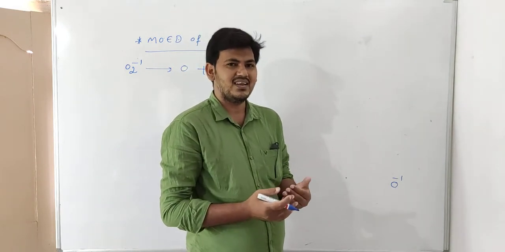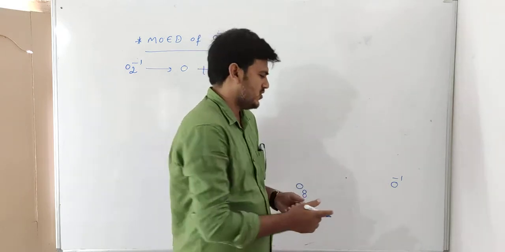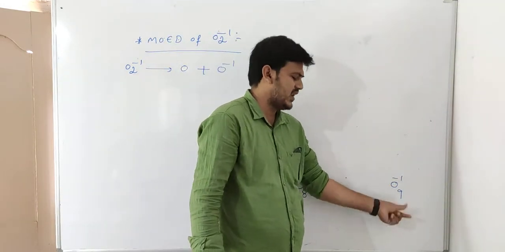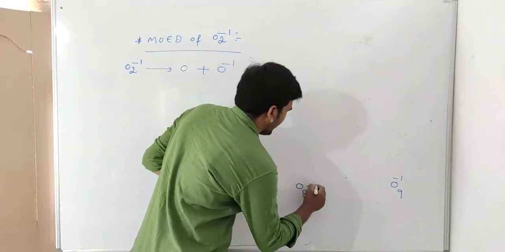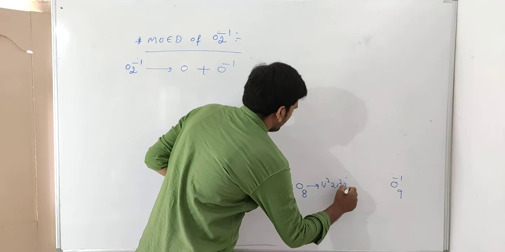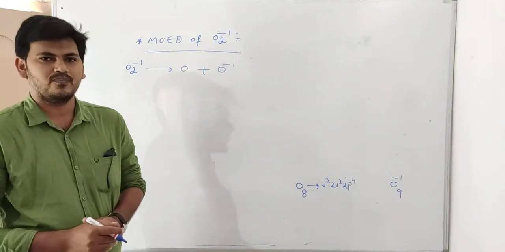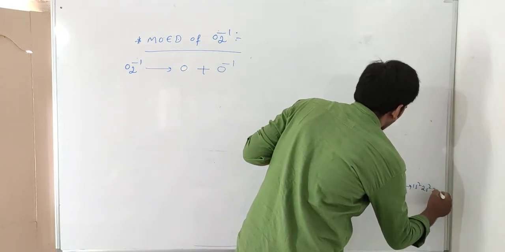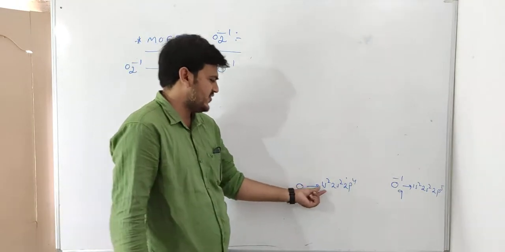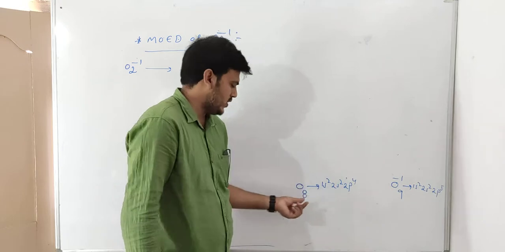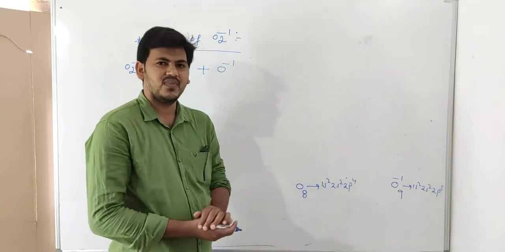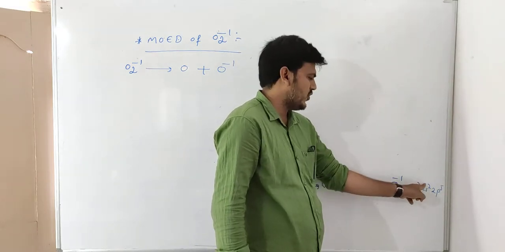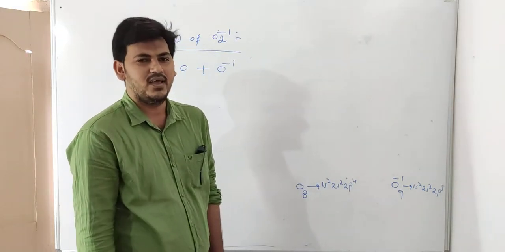In oxygen, total electrons are 8, and minus 1 means gaining 1 electron, so total electrons are 9. Oxygen has atomic number 8, with electron configuration 1s2, 2s2, 2p4. For O minus 1, total electrons are 9 and the electron configuration is 1s2, 2s2, 2p5. Check: 2 plus 2 is 4, 4 plus 4 is 8 electrons; and 2 plus 2 is 4, 4 plus 5 is 9 electrons. Very simple.